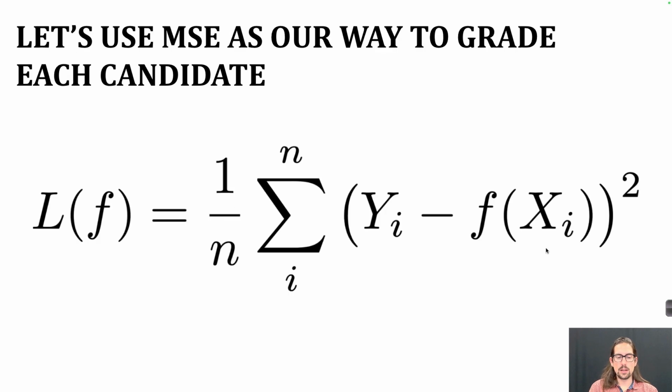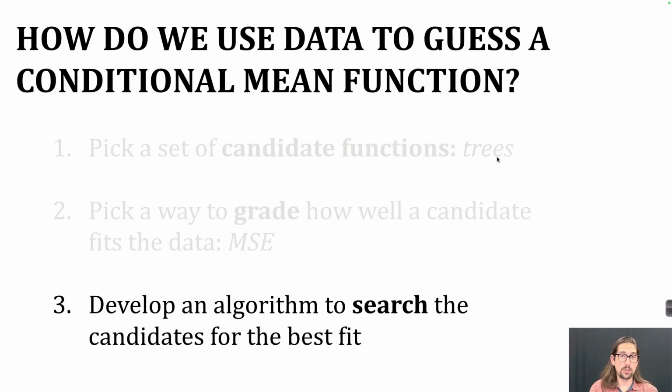Now the next thing we need is a way to grade how well they fit. And here we're going to keep it simple. Let's not reinvent the wheel. We'll use MSE. We've already seen this. We look at the residual and we square it and we take the average across the data. We can go with that. You can use other functions as well, but let's just look at that for now.